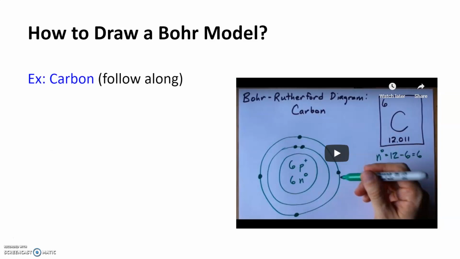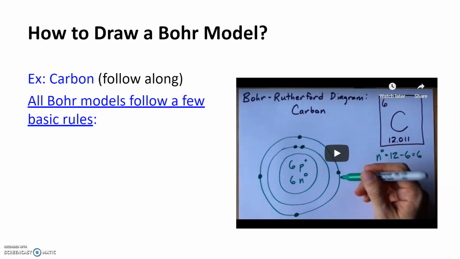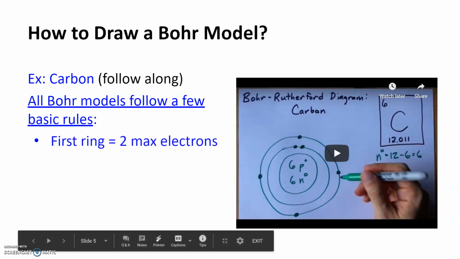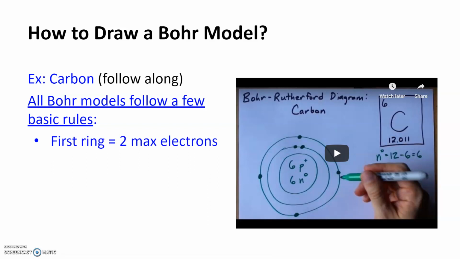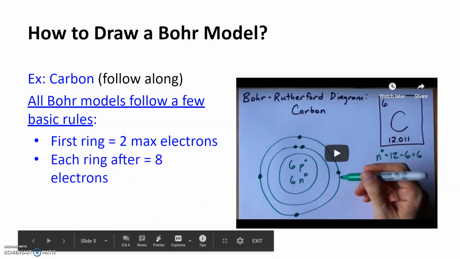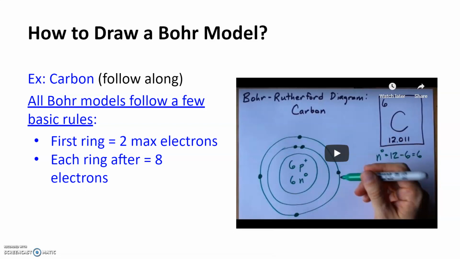there's the example for carbon. And all Bohr models follow the same few basic rules that he used to draw that carbon atom. The first ring only has 2 electrons. You can never put more than 2 electrons on the first ring. Every ring after that can have 8 electrons. It doesn't have to have 8, but it should have no more than 8.